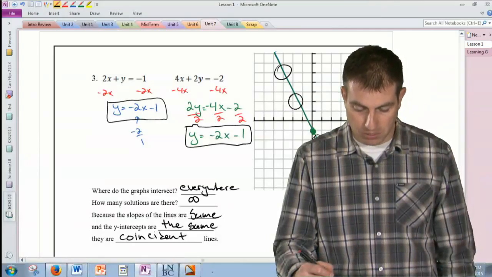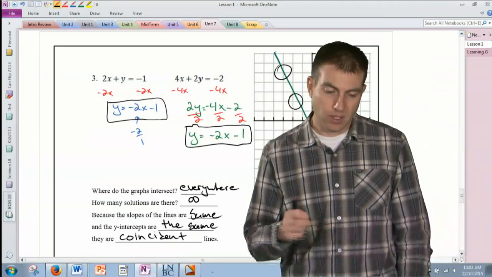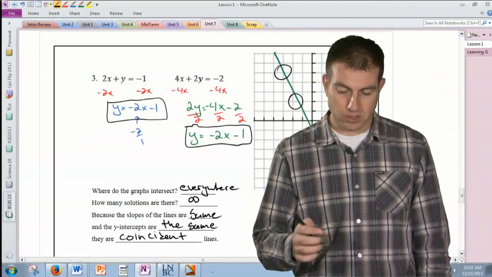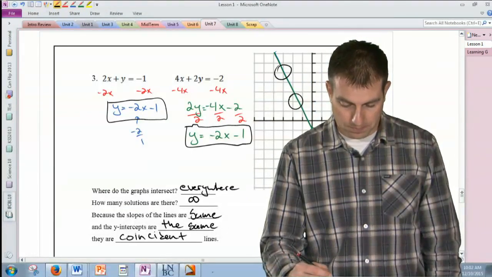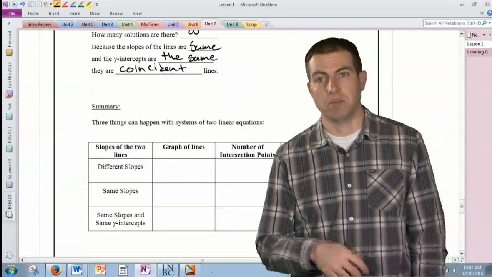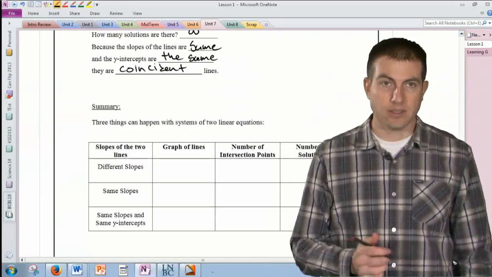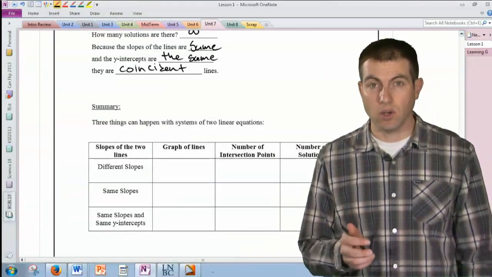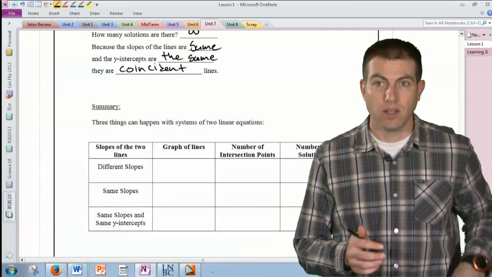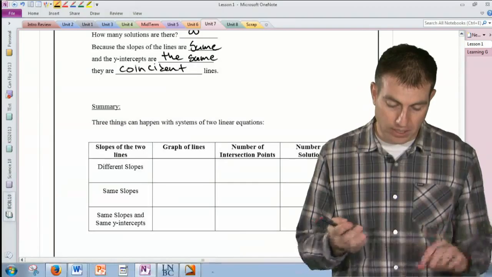So I mentioned at the beginning of the lesson that there were going to be 3 scenarios we'd run into. We've seen all 3 scenarios now, so let's put them in a little chart and maybe just summarize them. Looking at the slopes of the lines, the second we have different slopes, we're going to have exactly one solution.